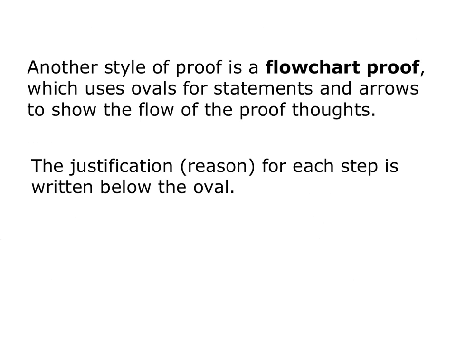Okay, let's look at another type. I think you'll have to flip to 2.7 now. This style is a flowchart proof. It's going to use ovals for the statements and arrows to show the flow of the ideas. So it's not just going to be 2-column as you're going down. It's going to be more graphic, I guess. The justification or the reason for each step will be right below the oval. So here's the example we're going to do.